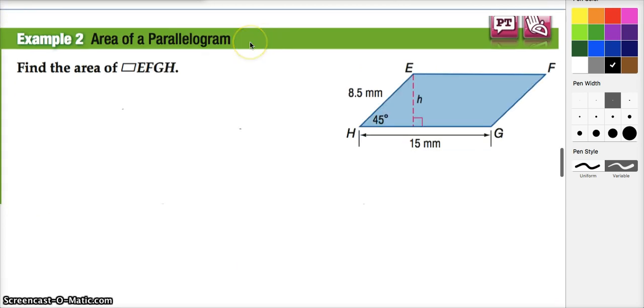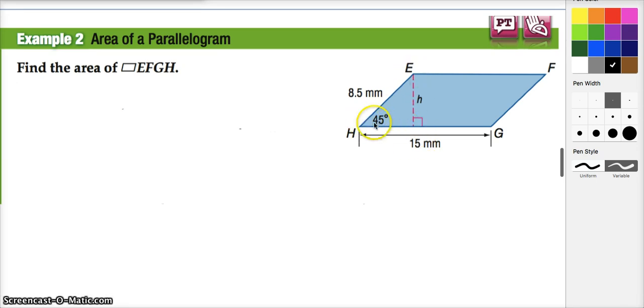Okay, so here in example 2, we're going to find the area of this parallelogram, and the parallelogram is EFGH. And so we look over at the diagram and we see we've got the length of the opposite sides, which is helpful, but we don't have the height. And that's a problem. But we do have this. We have an angle, and so that might help us out. Any ideas what we can do with this?